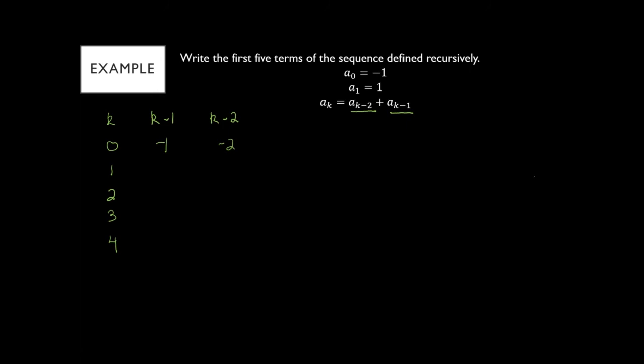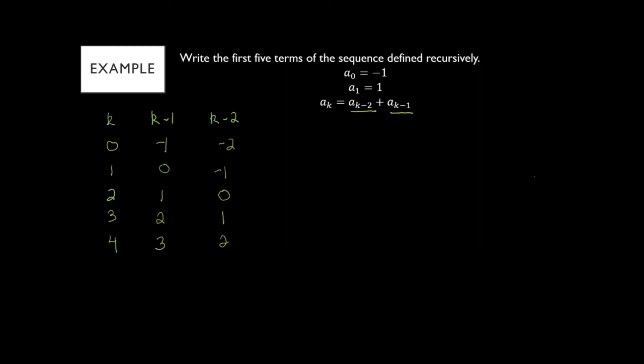So if k is 1, 1 minus 1 is 0, and then 1 minus 2 is negative 1. Then when k is 2, 2 minus 1 is 1, and 2 minus 2 is 0. When k is 3, 3 minus 1 is 2, and 3 minus 2 is 1. And so this helps me determine where I'm starting with my k values.